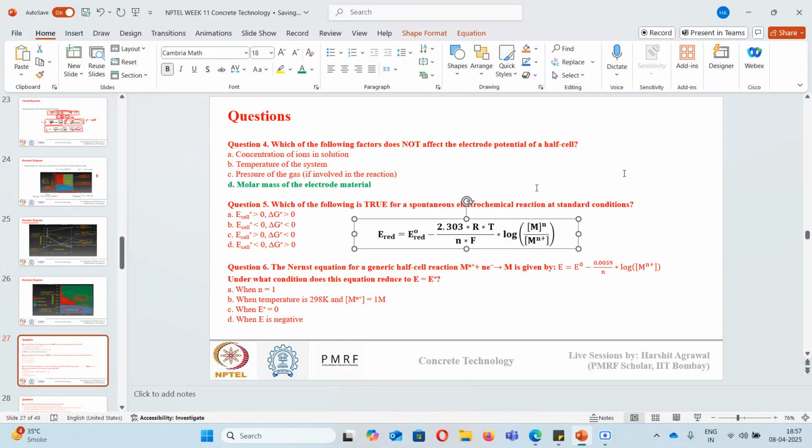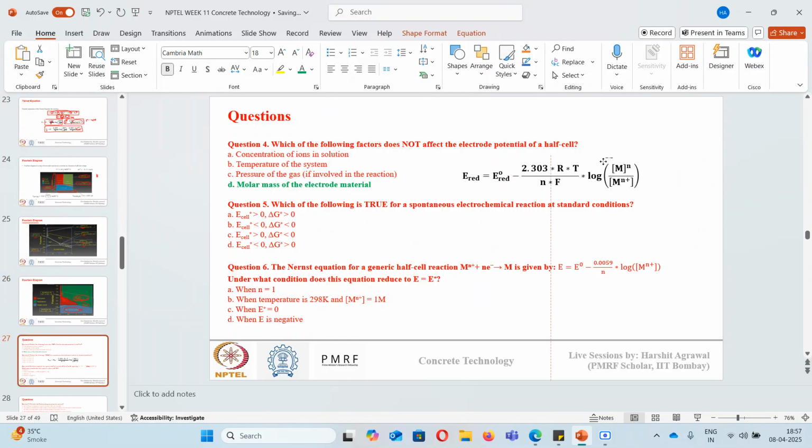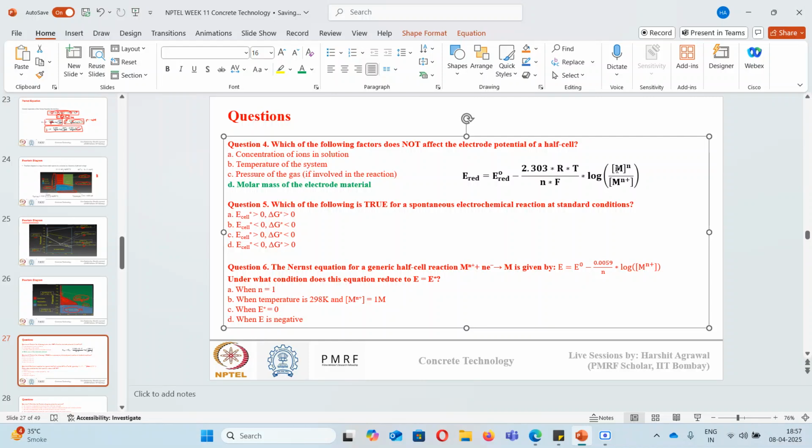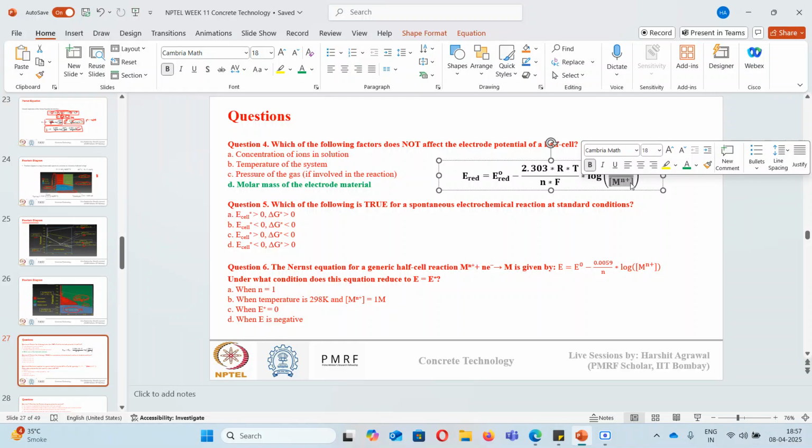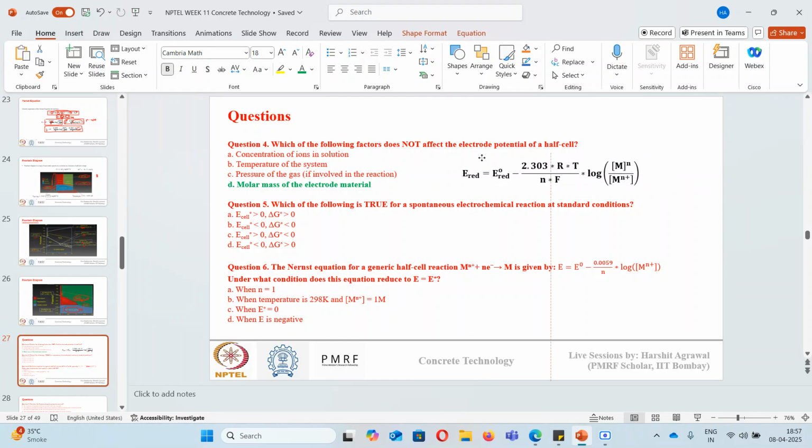So if you see this equation of electrode potential, it depends upon the ionic concentration, it depends upon the temperature, and if the species is gaseous, it can depend upon the pressure also. But nowhere is the molar mass of the electrode material coming into account. So that's why the correct answer is D.